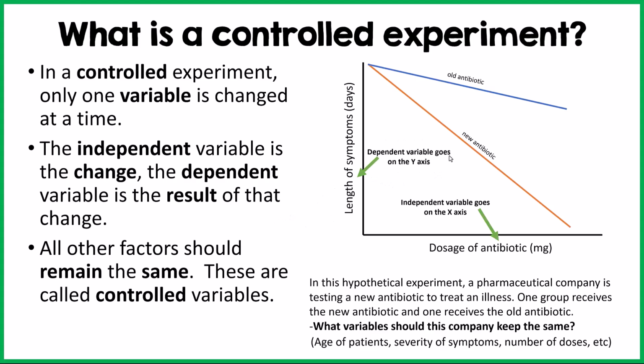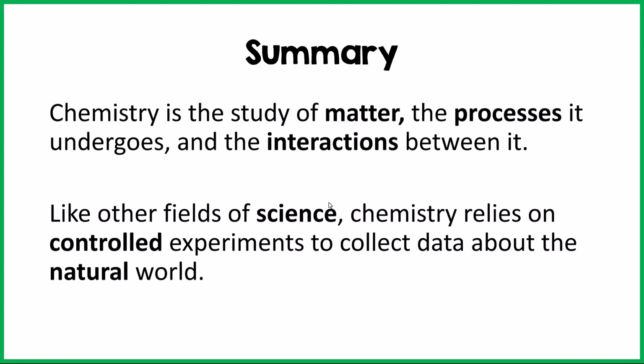So again, the dependent variable goes on the y-axis and the independent variable goes on the x-axis. That will be true of any line graph that we do during this course. So in summary, chemistry is the study of matter, the processes it undergoes, and the interactions between it. Like other fields of science, chemistry relies on controlled experiments to collect data about the natural world.